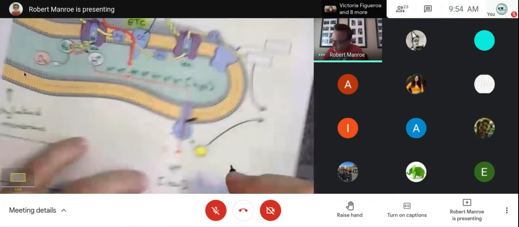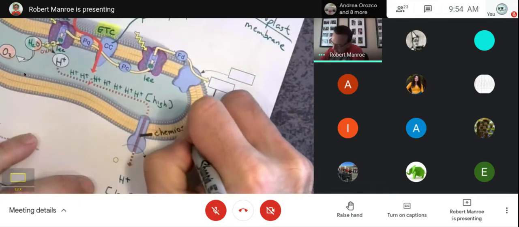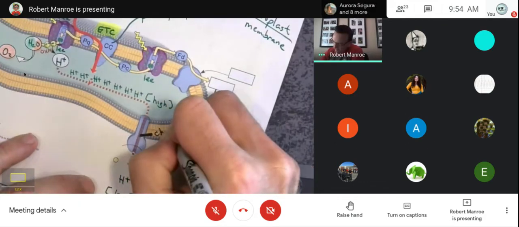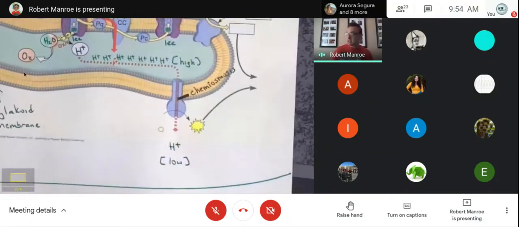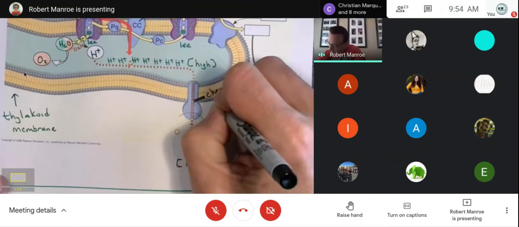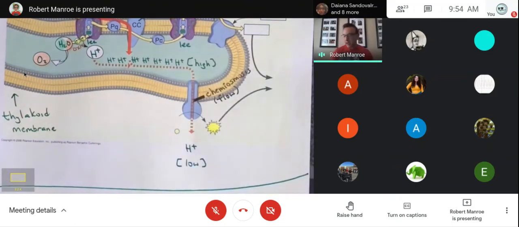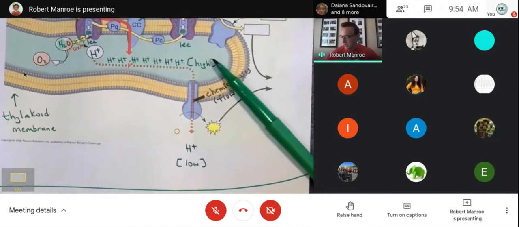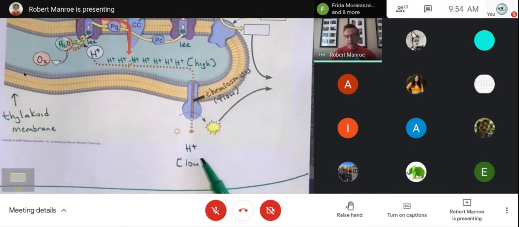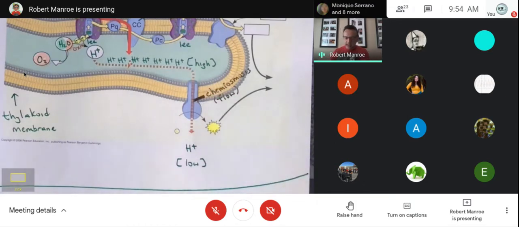Chemiosmosis. Chemiosmosis is not pumping. It's flow. I cannot stress this enough. This is not pumping. This is flow. This is the flow of protons from high concentration to low. Okay? These protons flow across this enzyme.